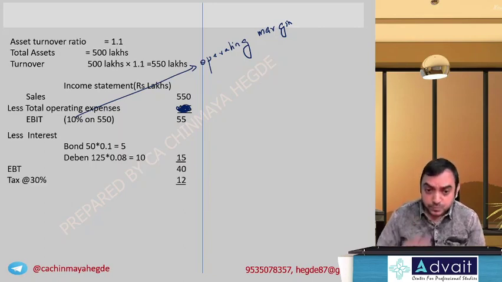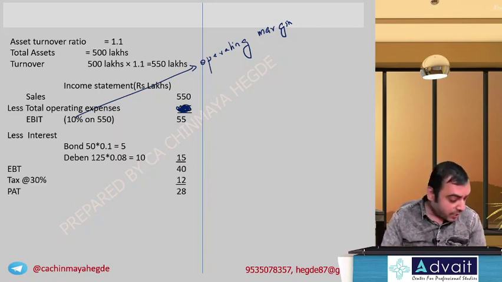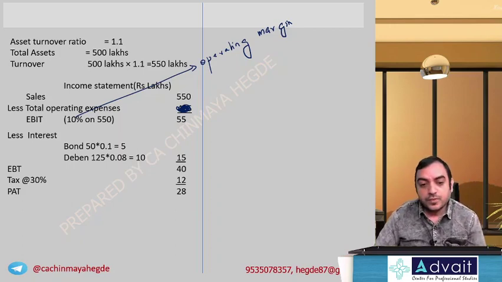Tax rate is also given 30%. You get profit after tax. So we have done the income statement.